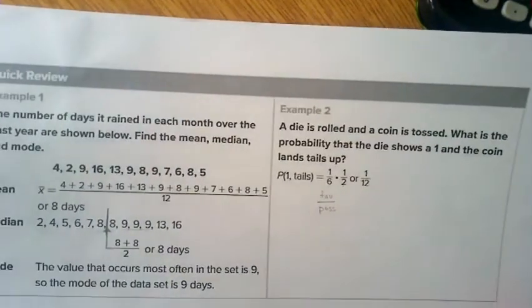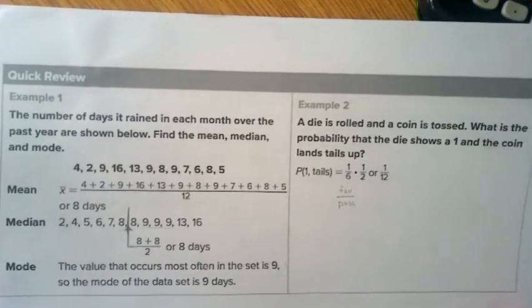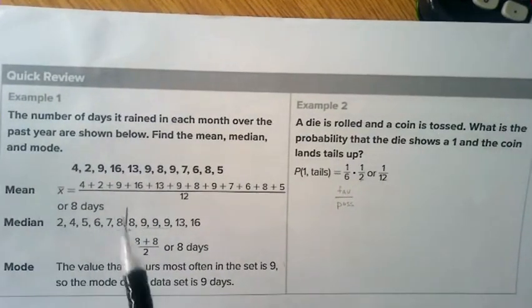All right, section 10.1, random sampling. Before we actually get into it, we're going to just review some basic statistics. The first one is just mean, median, and mode.